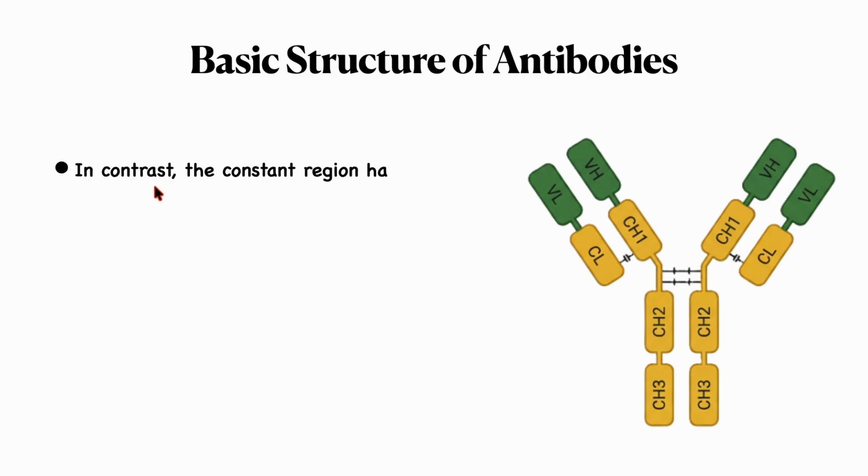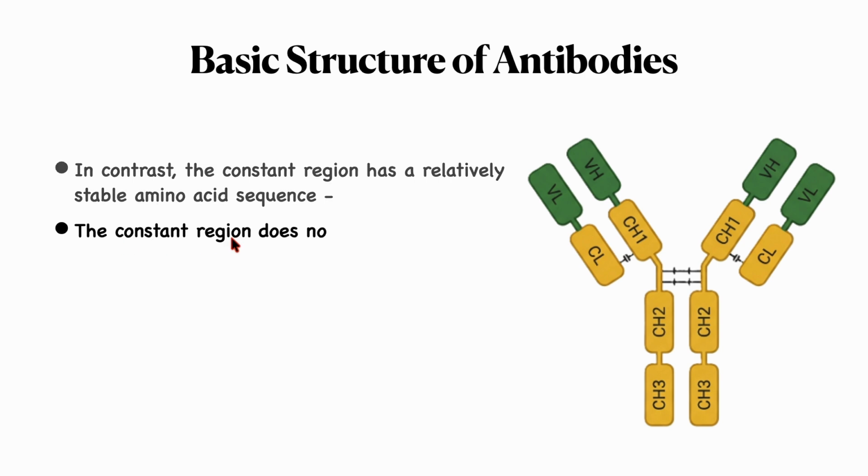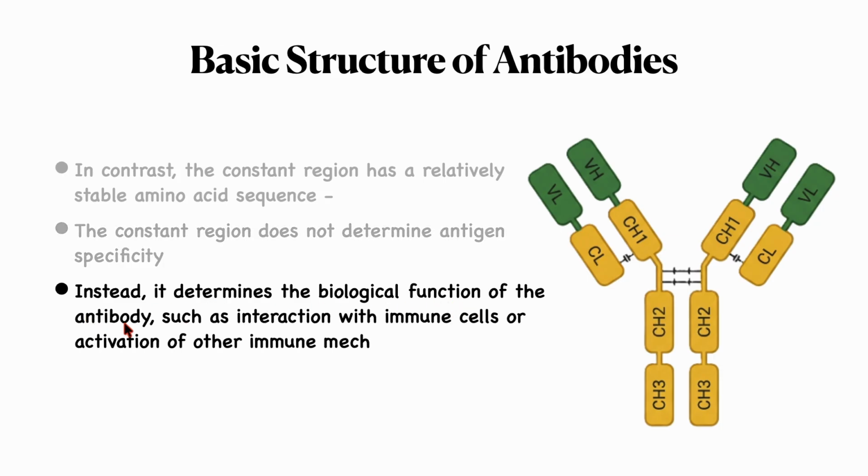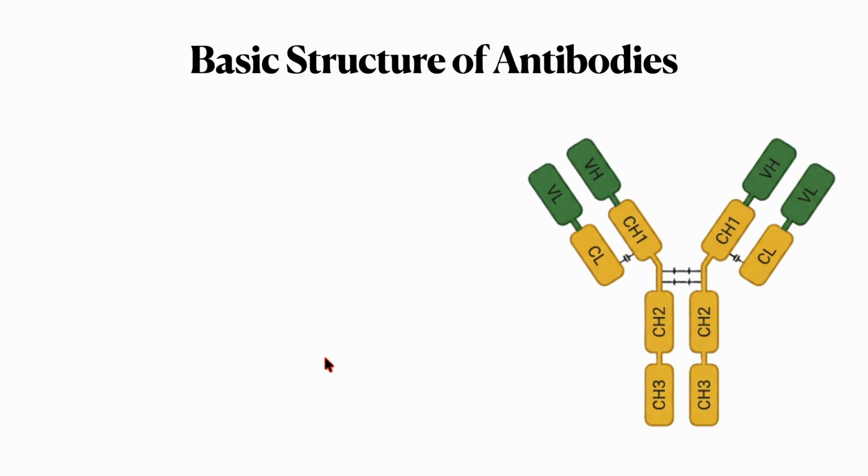In contrast, the constant region has a relatively stable amino acid sequence. In the diagram on your right, you can see constant regions in yellow color. The constant region does not determine antigen specificity. Instead, it determines the biological function of the antibody, such as interaction with immune cells or activation of other immune mechanisms.